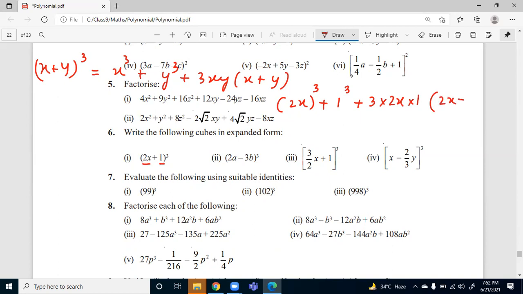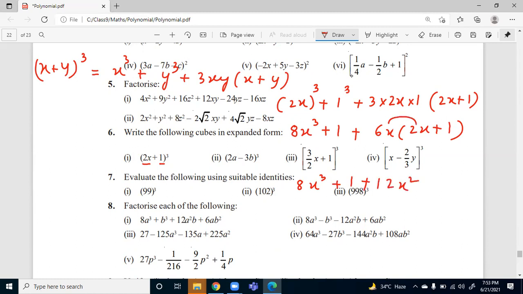And x plus y. So if I just solve it, 2x whole cube is 2 into 2 into 2, that is 8x cube. 1 cube is 1, plus 3 into 2x, 6x into 2x plus 1. So when you solve it further, 8x cube plus 1, and when you multiply this by 2, this is 12x square. If you multiply this by 2, this is 6x. So this is the final answer. You will be getting 4 terms, and you can see these are all unlike.